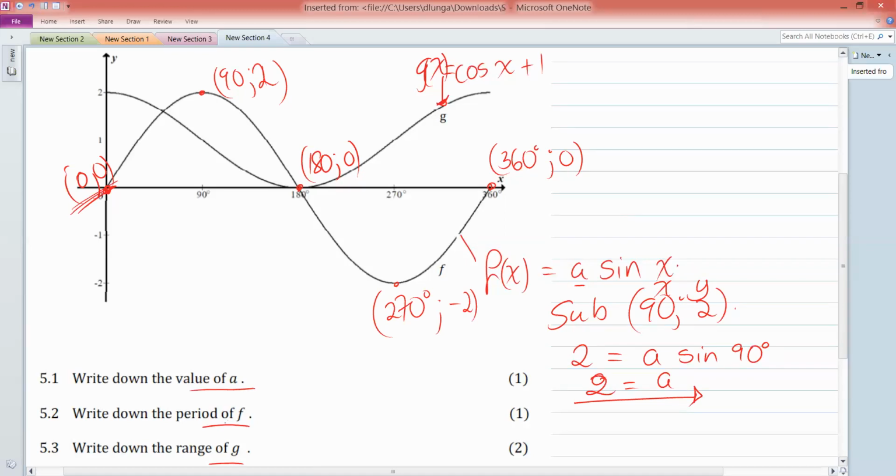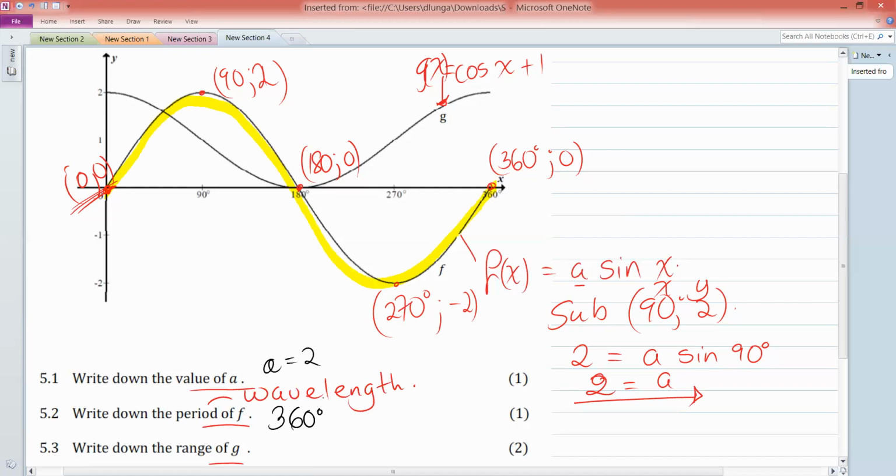Write down the period of f. Remember, period refers to the wavelength, or after how many degrees your graph starts repeating. So the period of f, which one is f? F is this one. So what's the period for this one? 360. Well done, 360. We've worked out that.